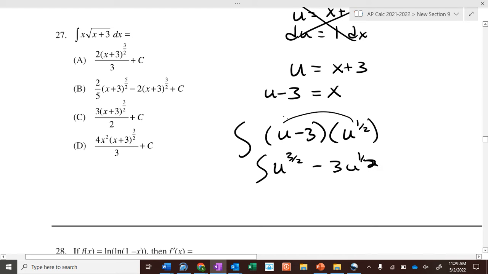Because if you distribute, this is u to the first. 1 plus 1/2 is 3/2. Add 1 and 1/2. So how do we integrate u to the 3/2? It becomes u to the 5/2. Add 1 to it with a 2/5 in front of it.